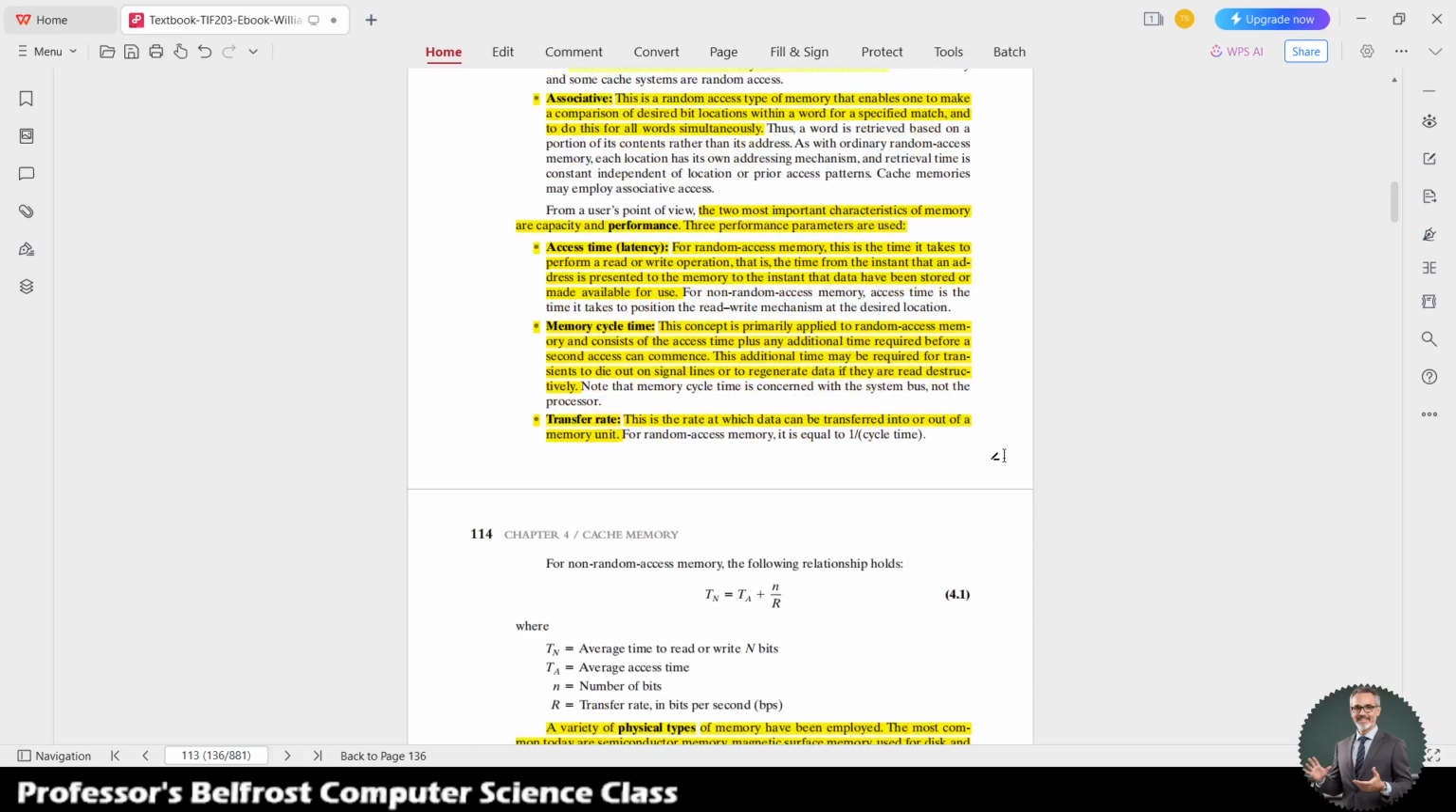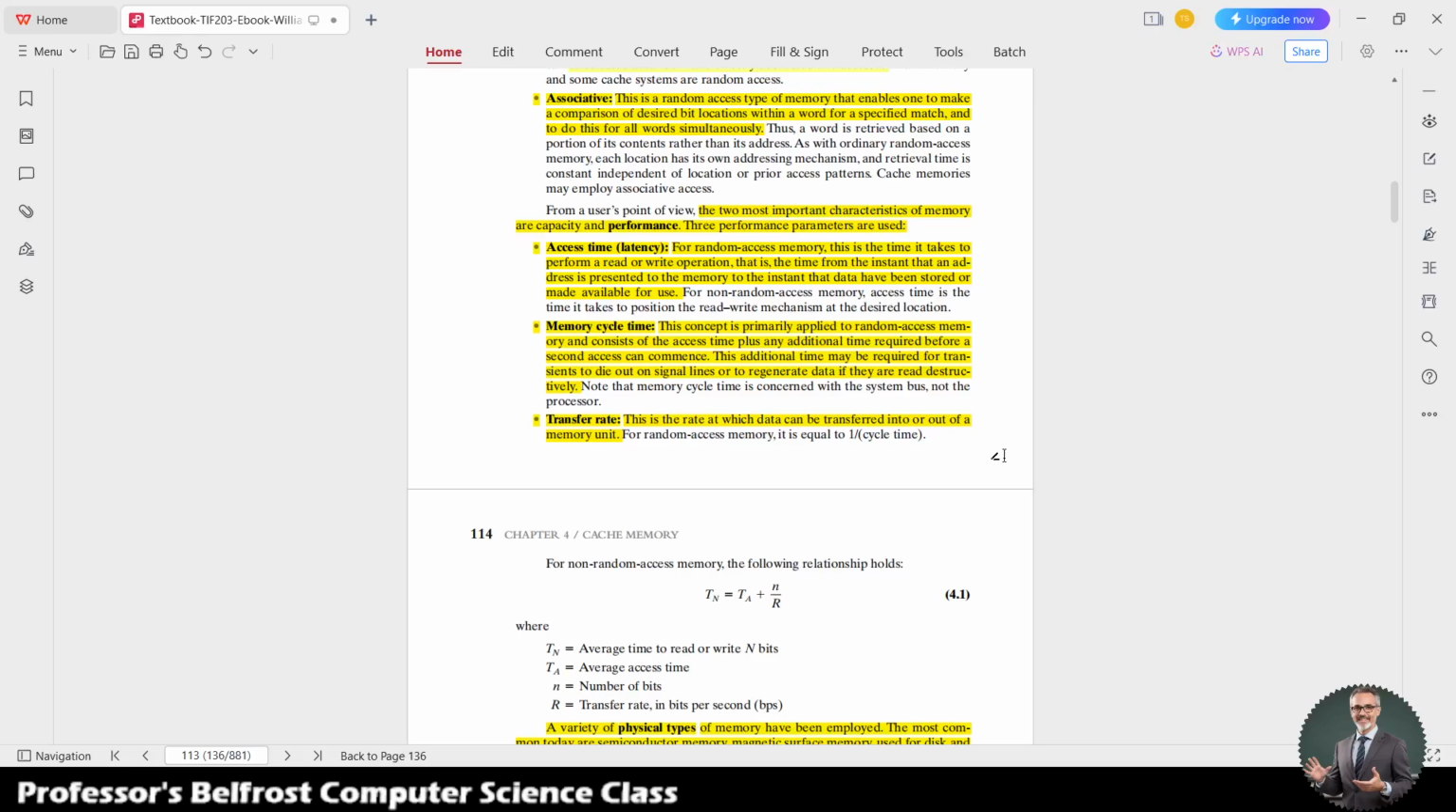The next consideration is performance. There are three parameters. The first one is access time or latency, which is the time it takes to perform a read or write operation. The second one is memory cycle time. This is mostly applied to RAM and consists of the access time plus any additional time required before a second access can commence.